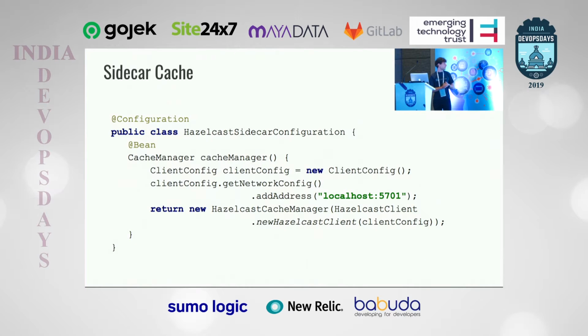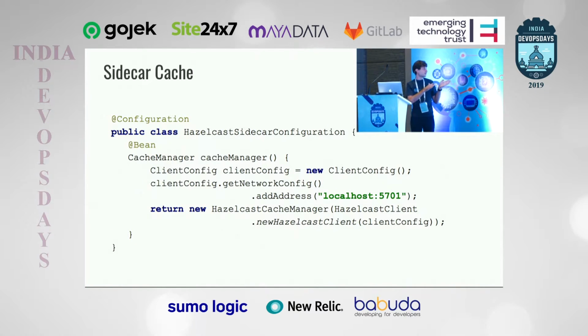For the code, we are sticking to Spring, so the configuration would look like this. We create a client config, so we use the client library to connect to the server. We make the configuration a static address, because we know that it's always deployed on localhost on the default port, so there's no problem with that. So that is our configuration for the application.